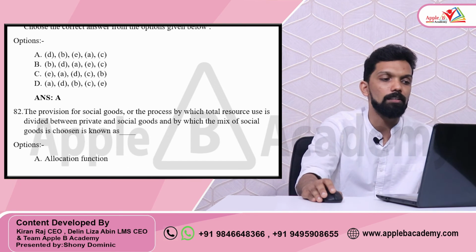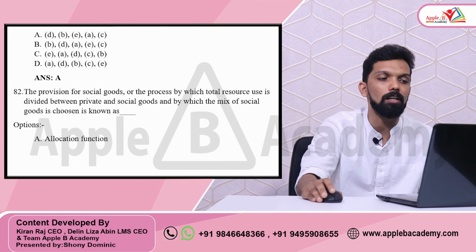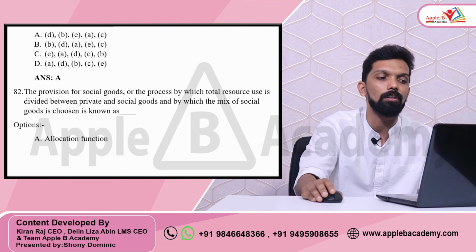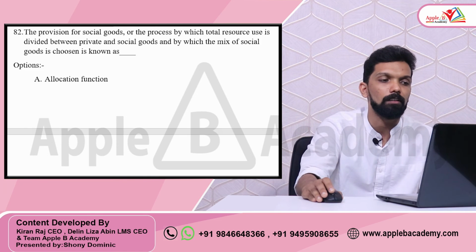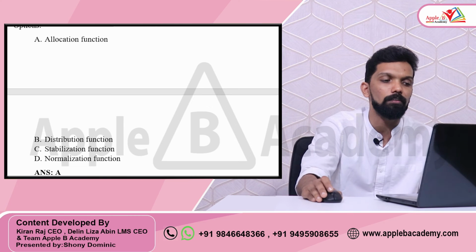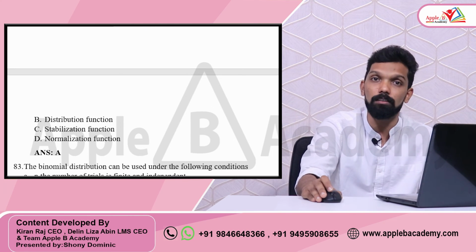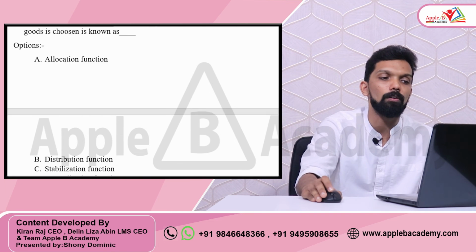Question number 82. The provision for social goods, or the process by which total resources used are divided between private and social goods and by which the mix of social goods is chosen, is known as allocation function, distribution function, stabilization function, normalization function. The right answer for this question is option A, allocation function.